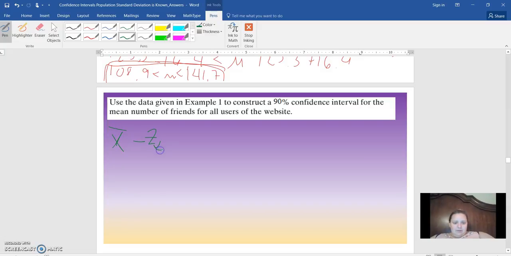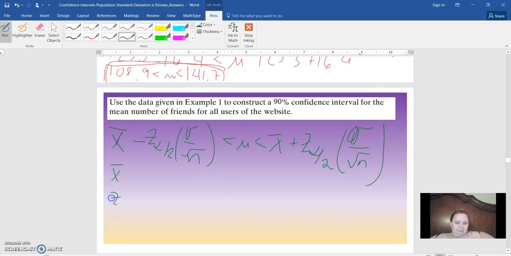X bar minus z alpha over 2 times sigma over square root n, and mu, X bar plus z alpha over 2 times sigma over square root n. All right, and so we need the value of all these: X bar, z alpha over 2, sigma, and n. N was 40. Sigma we said was 53. We're at 90%, so it's going to be 1.65. X bar was that 125.3, right?